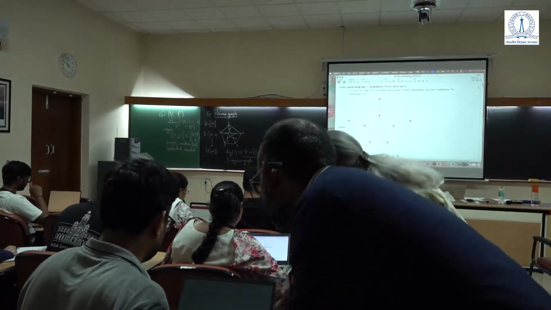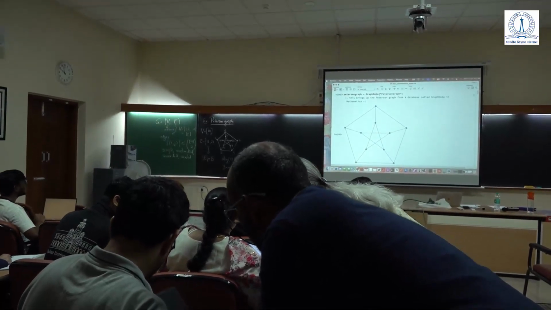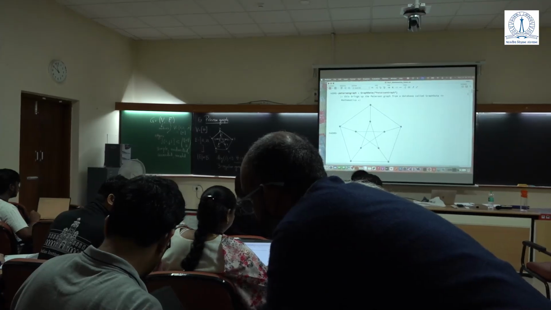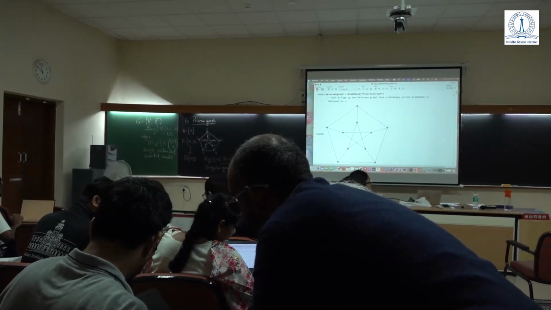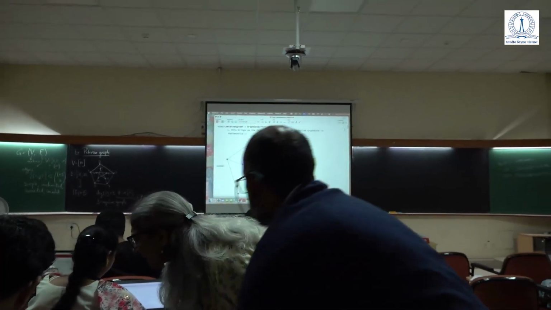It says Peterson graph. Can I see it? Just says graph data Peterson graph. This was the first line, right? Yeah. And somehow it didn't work for you. Let me check on that.